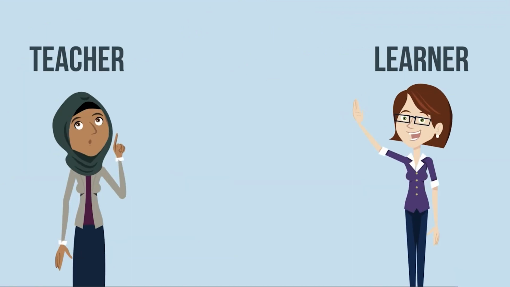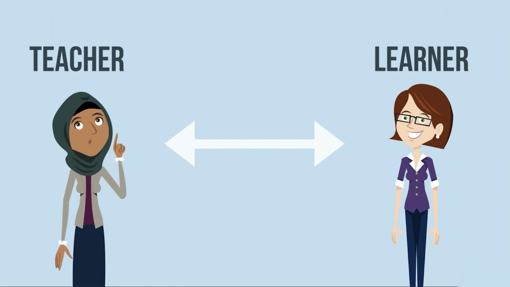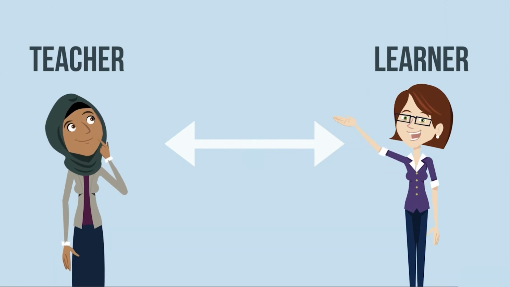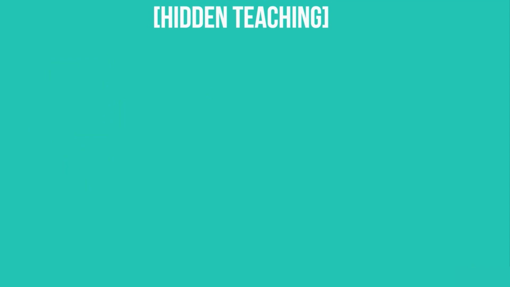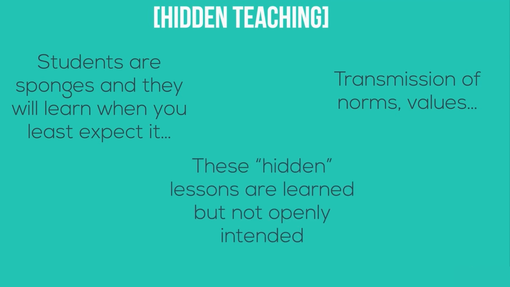We have explored the idea that what we hope to teach does not always equate with what our candidates learn, but we should perhaps spare a thought for the potential learning of lessons that we had not intended, what might be described as hidden teaching. Your candidates are like sponges, soaking up experiences, and they will learn when you least expect it. This may be in the form of the transmission of norms and values. Behaviours may be observed and emulated, whether those behaviours are intended or not.